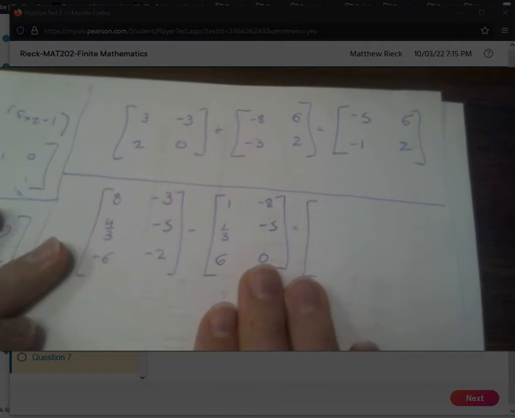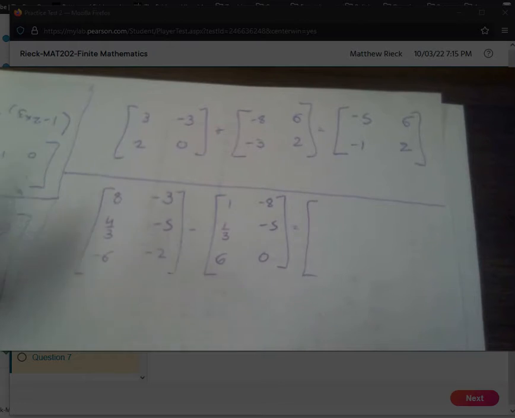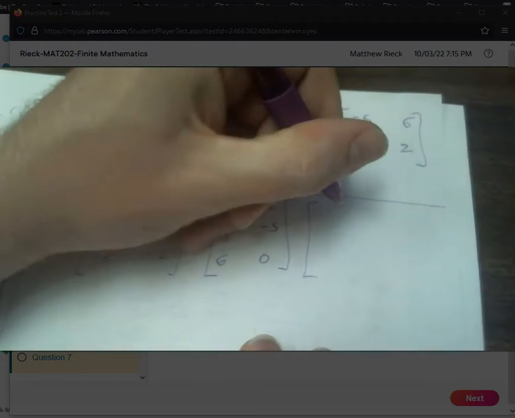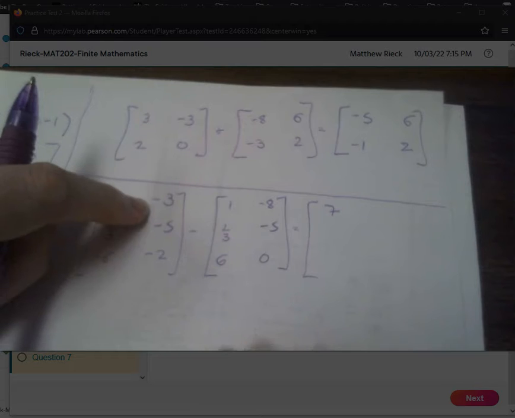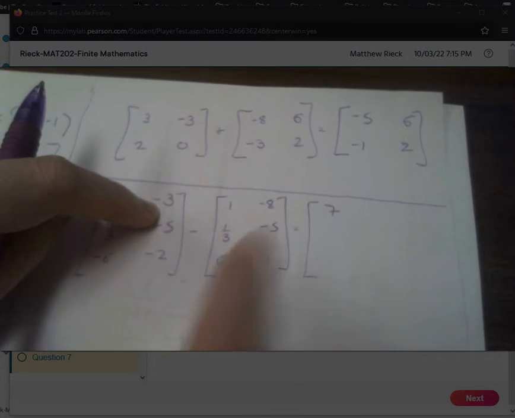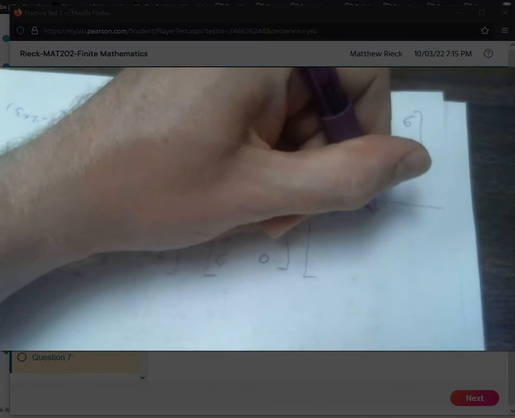All right, likewise, when subtracting, you're just going to subtract the corresponding entries. So here we have 8 minus 1, which is going to be 7. Negative 3 minus a negative 8 turns into negative 3 plus 8, so that's going to be 5.